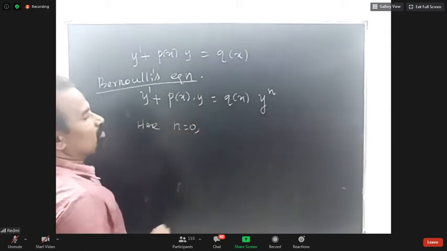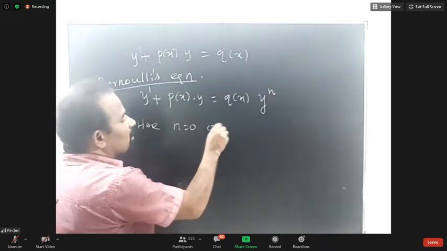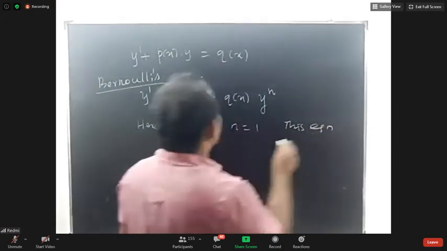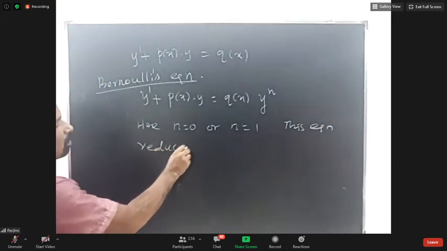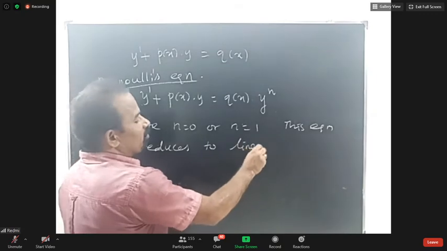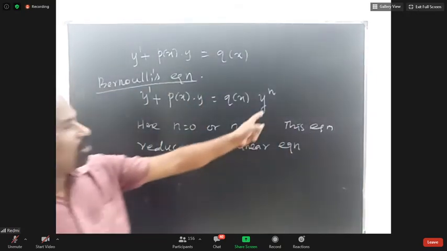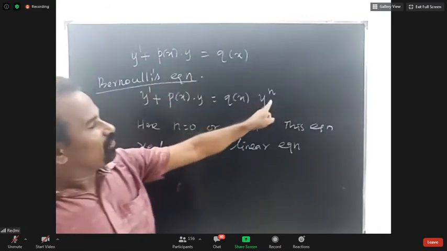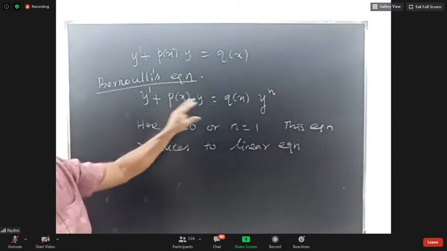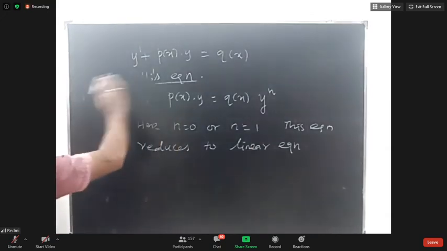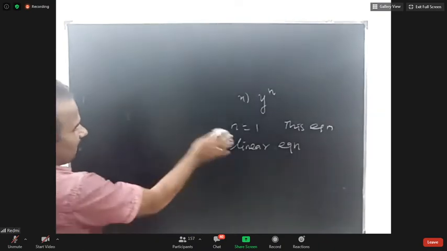Here, if n is equal to 0 or n is equal to 1, this equation reduces to a linear equation. If n is equal to 0, linear equation. If n is equal to 1, again you get your y, so therefore, the same linear equation. Understood? So therefore, what is linear? What is Bernoulli?